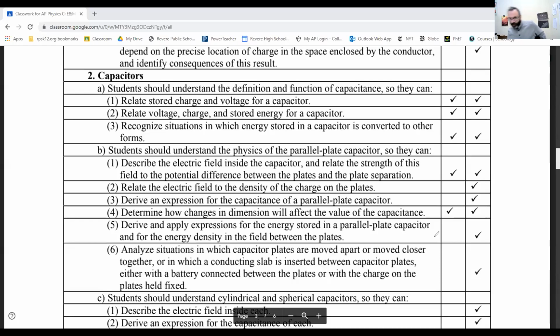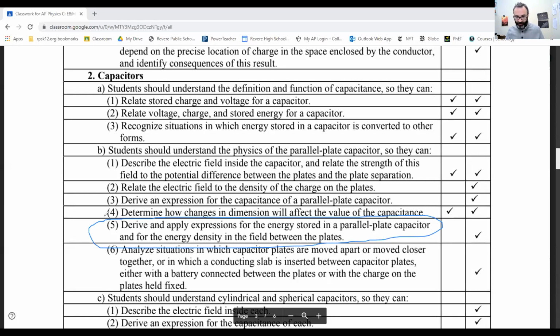All right, so lecture topic today is the energy that's stored in a capacitor. If we look at our list of objectives, it's B.2.B5 this time. I'm circling it now. Just this one for today. Derive and apply expressions for the energy stored in a parallel plate capacitor and for the energy density in the field between the plates. So that's what we're going to figure out today.